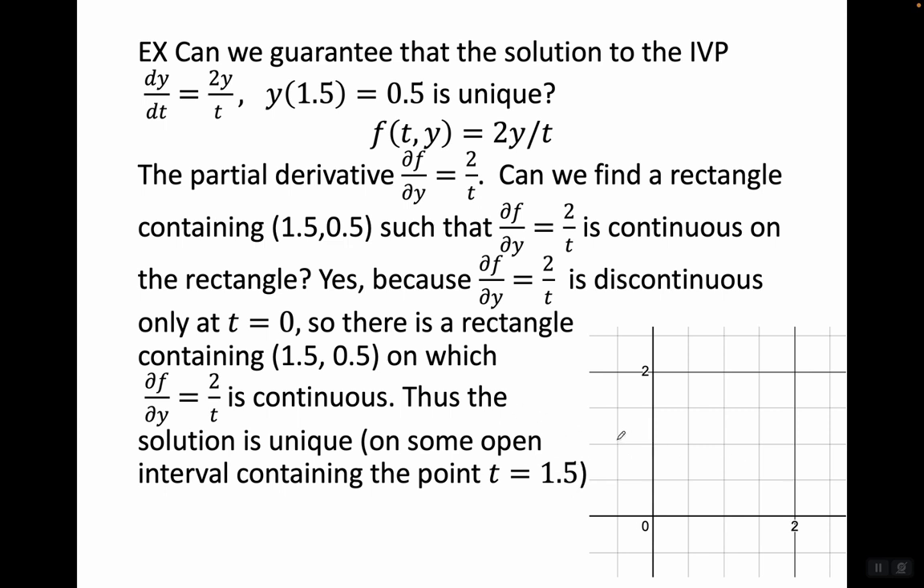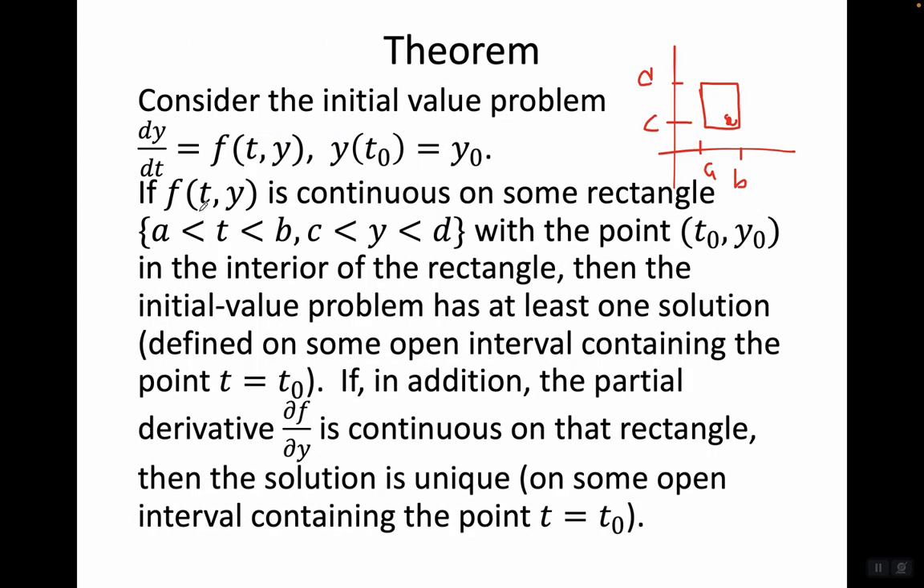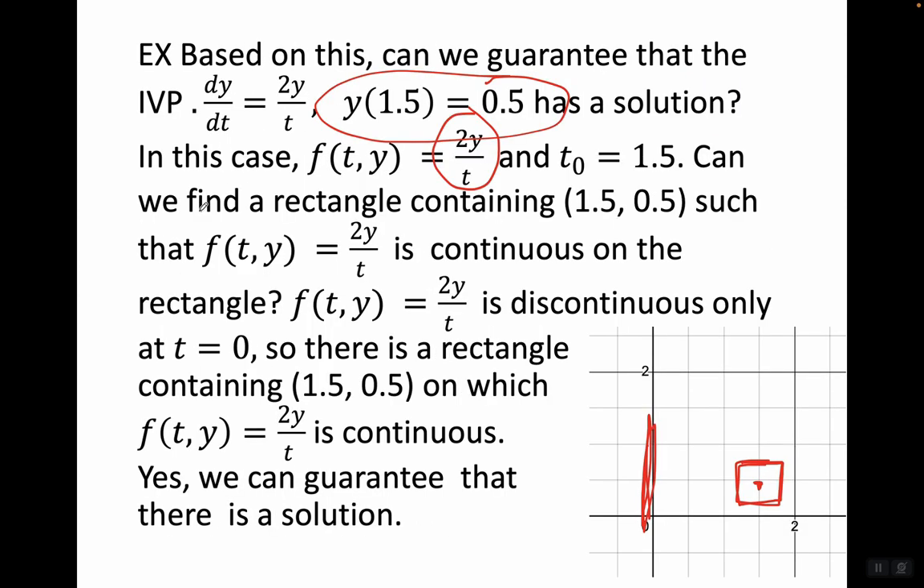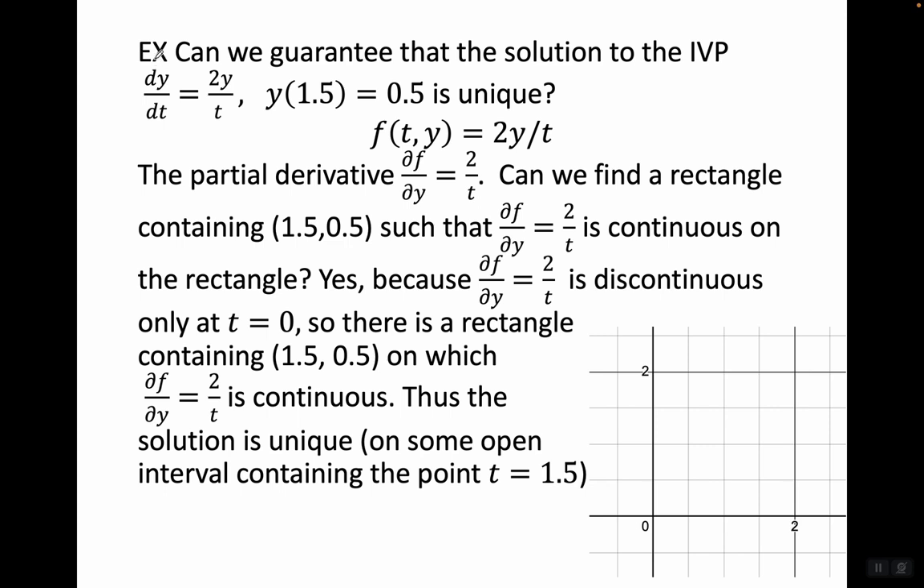Can we guarantee that the solution to this initial value problem is unique? Again, here's f, 2y/t. Well, based on the theorem that we saw a moment ago, this is based on the partial derivative. As long as the partial derivative is continuous on that rectangle, then the solution is unique. So in this case, if this is f, then ∂f/∂y is going to be 2y over t. I'm sorry, it's just 2/t. Can we find a rectangle containing (1.5, 0.5), here's (1.5, 0.5), such that ∂f/∂y = 2/t is continuous on the rectangle?